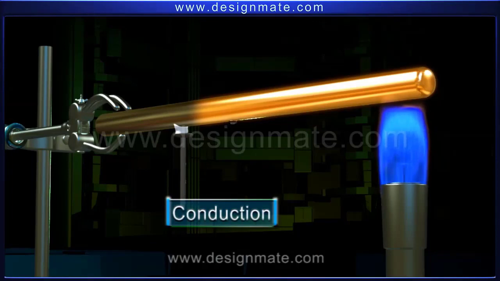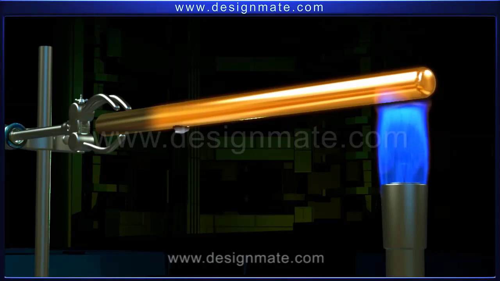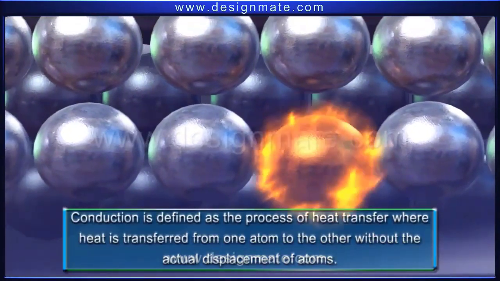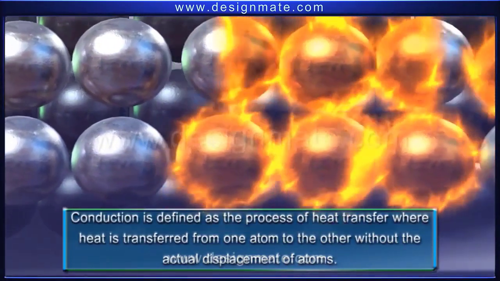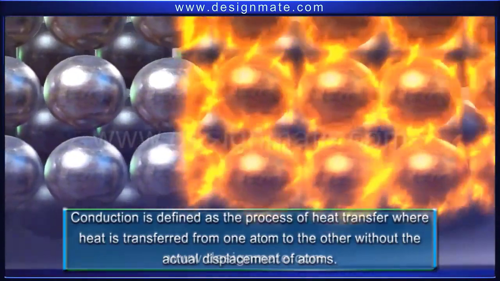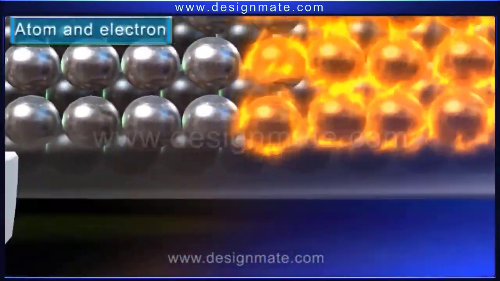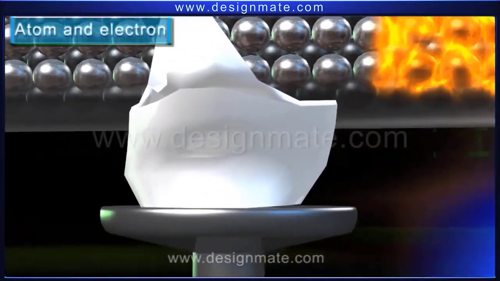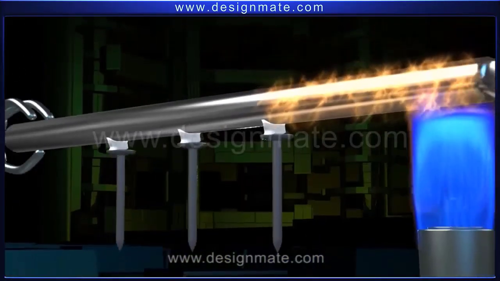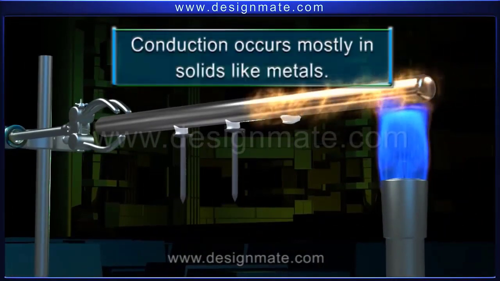This type of heat transfer is called conduction. Hence, conduction is defined as the process of heat transfer, where heat is transferred from one atom to the other without the actual displacement of atoms. Hence, when conduction happens, two characters come into play: atoms, or molecules and electrons. Conduction occurs mostly in solids like metals.